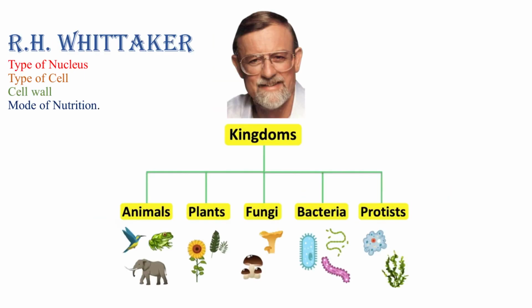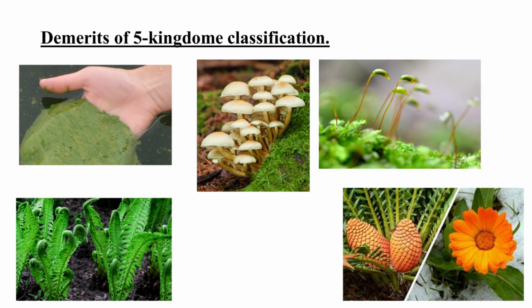Then, a scientist called R.H. Whittaker divided all organisms into 5 kingdoms: Monera, Protista, Fungi, plant, and animal. The base of his classification was type of nucleus, meaning whether the cell has a nuclear membrane, that is eukaryotic, or does not have a nuclear membrane, that we call prokaryotic, type of cell, composition of cell wall, and the role of the organism in the ecosystem. Let us look at this 5-kingdom classification to understand the issues.